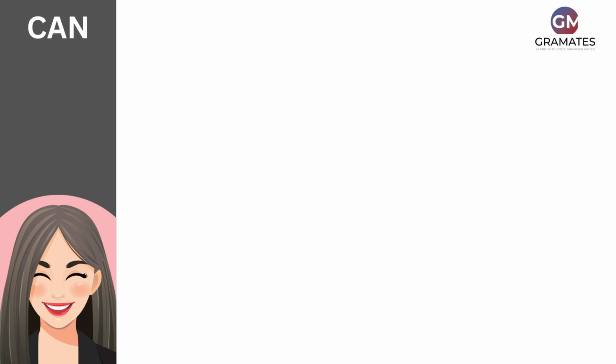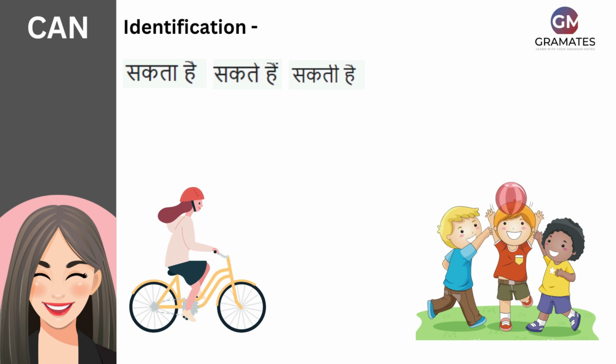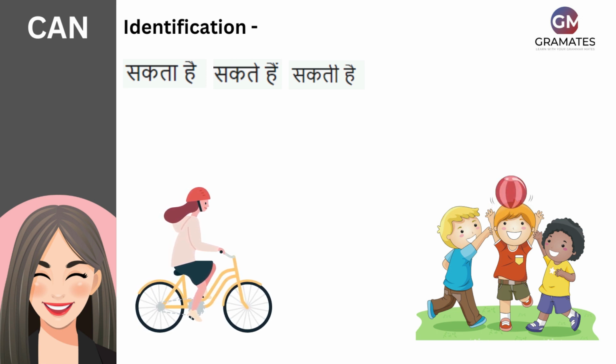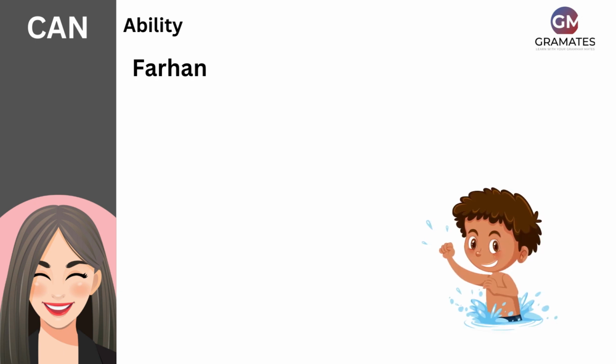Now let's start with the can modal verb. The identification of can is सकता है, सकते हैं, सकती हैं, पाता है, पाते हैं, पाती है. Whenever you see these words at the end of a statement or a sentence, you can use the can modal verb. It is used when we show ability. For example, Farhan can swim.